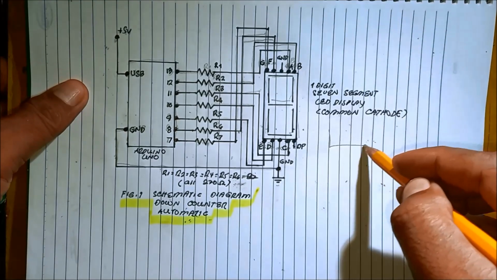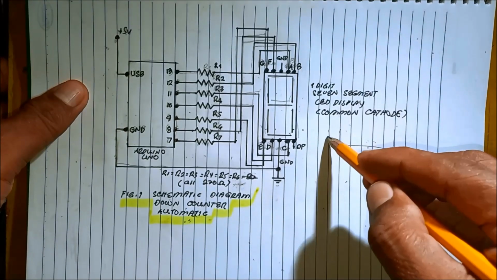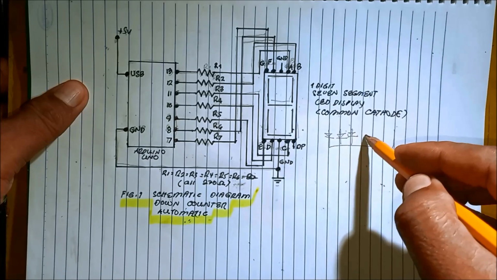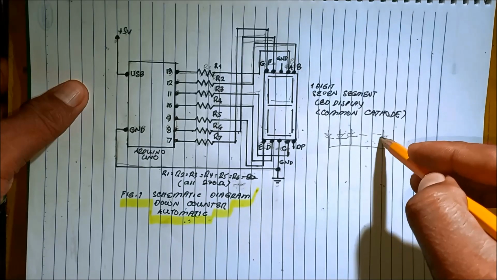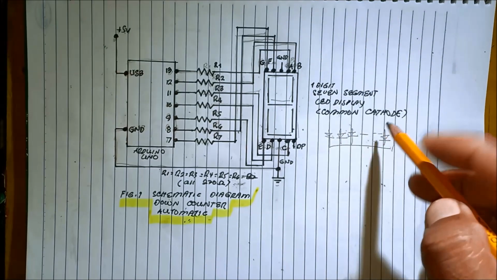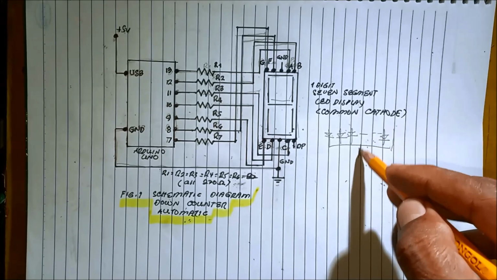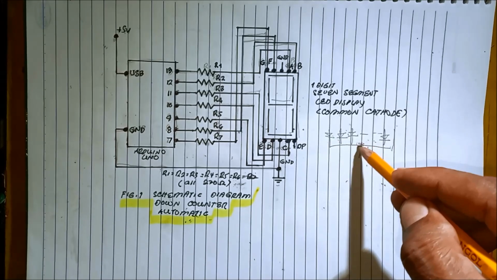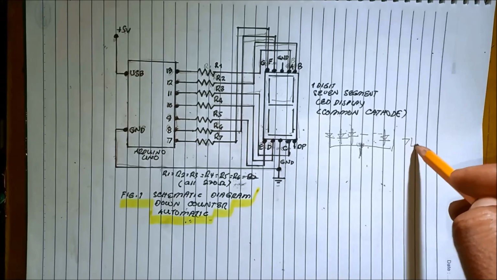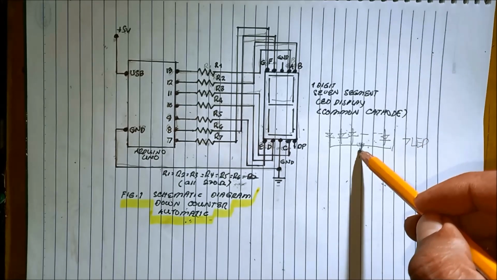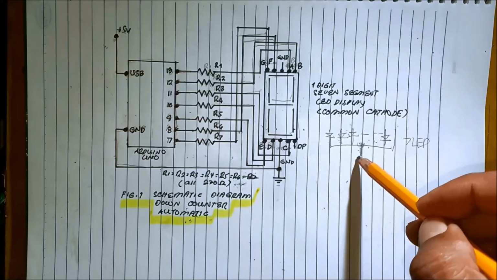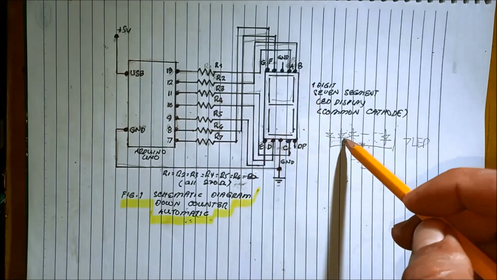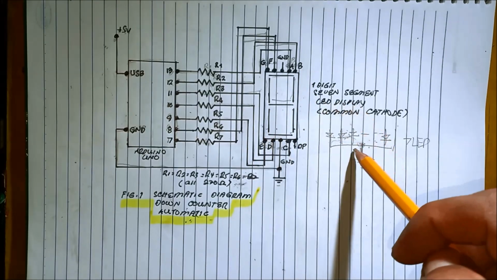This is the common cathode. It has up to 7 pieces of LED, and it's common. The common for these LEDs is the cathode. Okay, the cathode for the 7 LEDs. Common is the cathode or the ground, connected to the ground. The cathode of all the LEDs inside the 7-segment LED display.